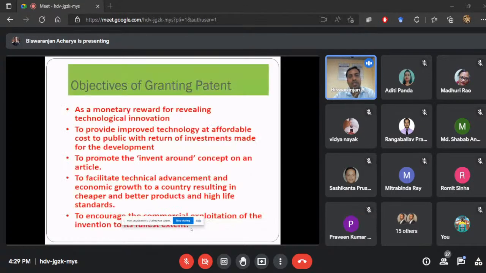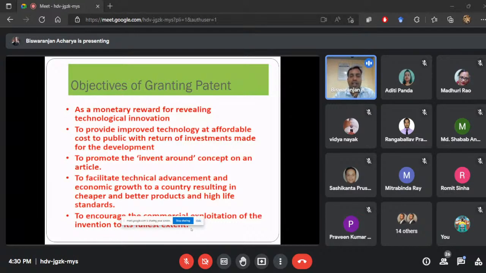The objective of patent granting is a monetary reward for revealing technological innovation, monetary gain or commercialization feasibility, to provide improved technology at affordable cost to the public, with return on the investment made for the development. Improved technology with affordable, cost-effective pricing; portability also comes under this. That is one feature of your main invention, but it must be cost effective. To promote inventing around a concept and article. From literature, we can invent something, a product.